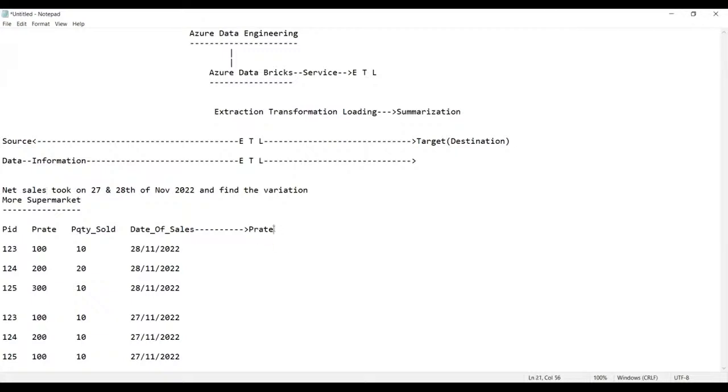Then product quantity sold is required. Of course, to find out the net sales amount we require the product quantity sold also. Then we have the date of sales. Of course I require this DOS.